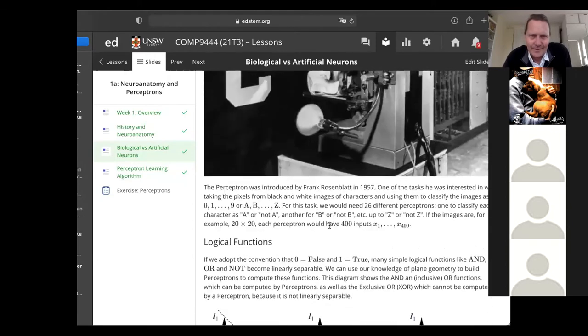But as the course progresses, we'll see this is essentially the same as the MNIST task, right? Except with 26 characters instead of 10. So we'll see other ways to do this with more modern techniques. But if you're going to do this with a perceptron, you actually need 26 different perceptrons, because the perceptron only does a binary classification. So you have one perceptron that tells you whether it's A or not A, one that tells you whether it's B or not B. So each perceptron just separates off one class from the other 25 classes.